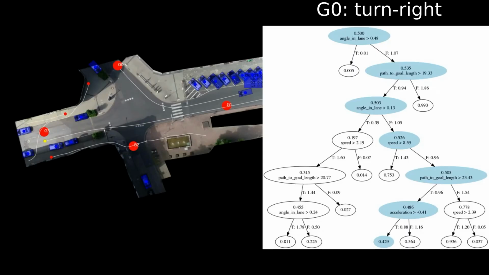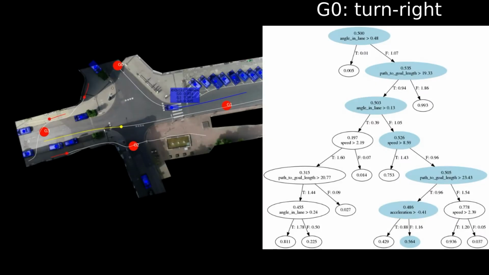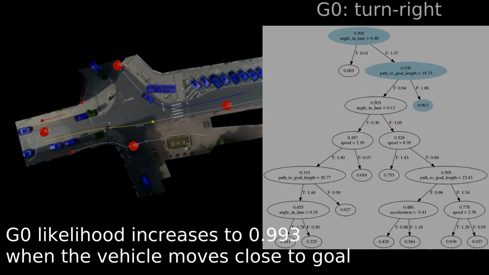The next scenario is an unsignaled crossroad with a vehicle approaching from the east. At first, the goal of turning right towards goal G0 is given a likelihood of 0.429. The vehicle then gently decelerates, which causes the likelihood to rise slightly to 0.564. As the vehicle moves closer to the goal location, the goal likelihood further increases to 0.993.